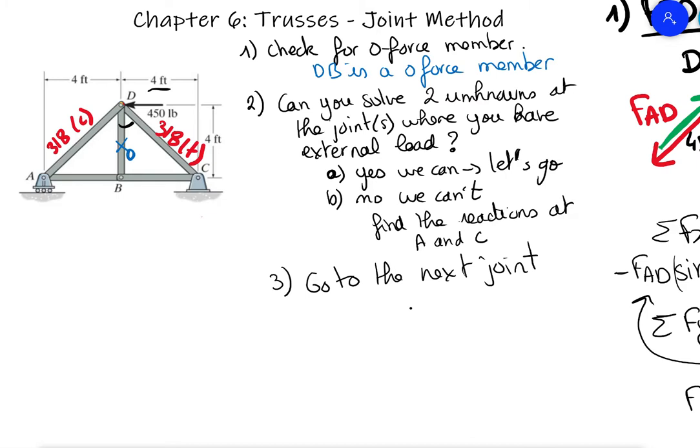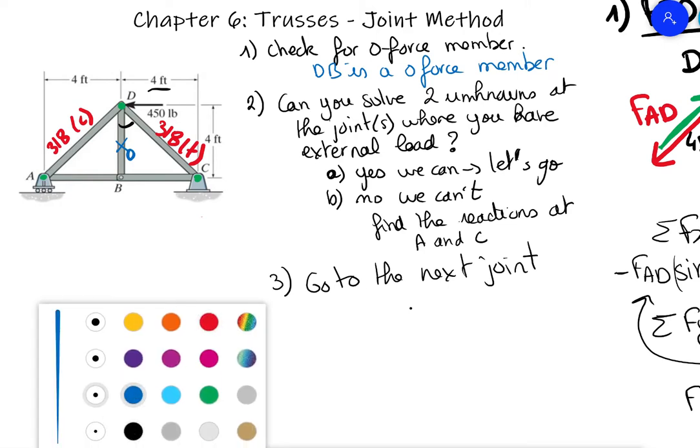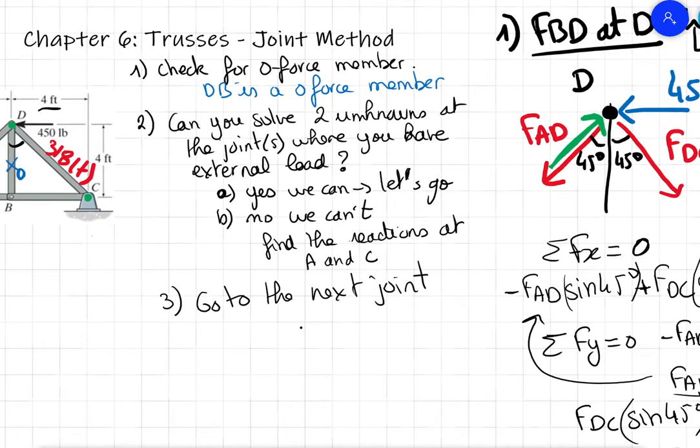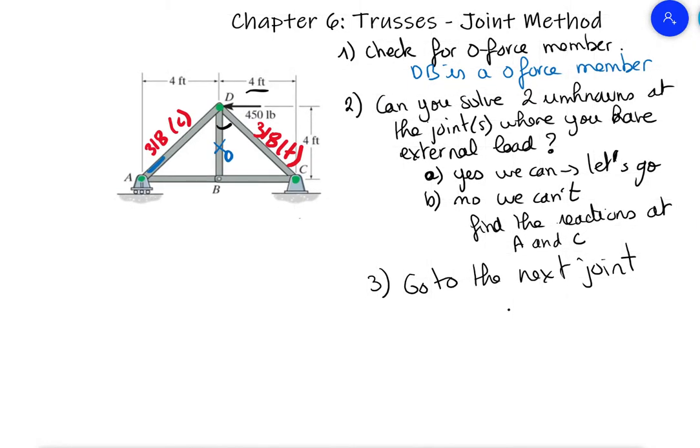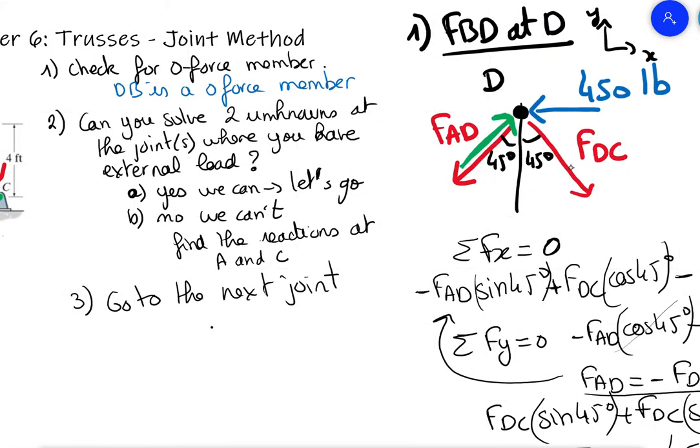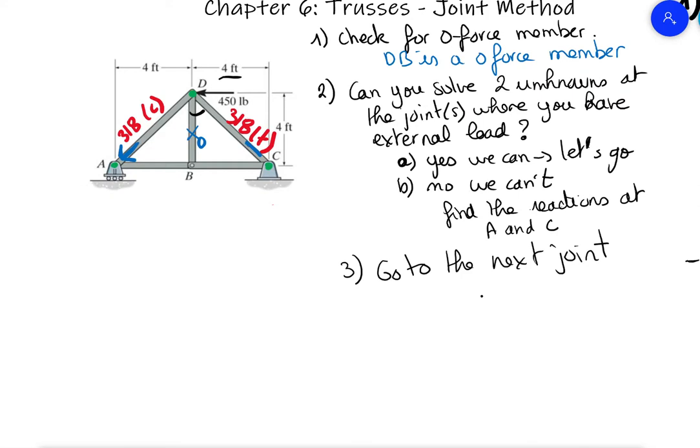There are two next joints. We did D, so now we can use A or C. Which one? We need only two unknowns, no more. If we look at joint A, let's write in blue what we know. We know the 318, and this one is going up, so this one is going down. And FDC is going up there. Those are the forces that we know, in blue.